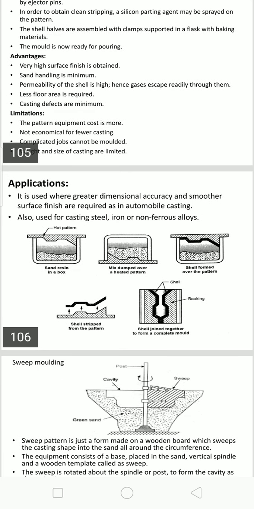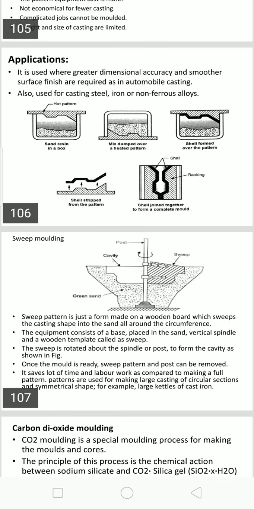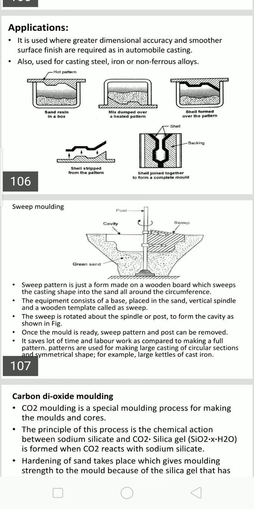shell molding process. Coming to the other molding process, that is sweep molding. As we already discussed this topic with the help of a sweep pattern, again we'll discuss that. A sweep pattern is just a form made of a wooden board which sweeps the casting shape into the sand all around the circumference.